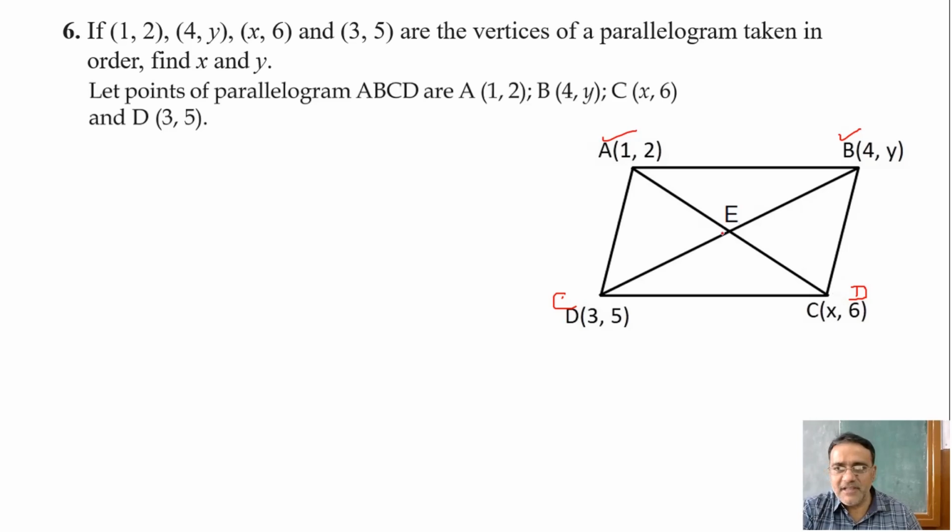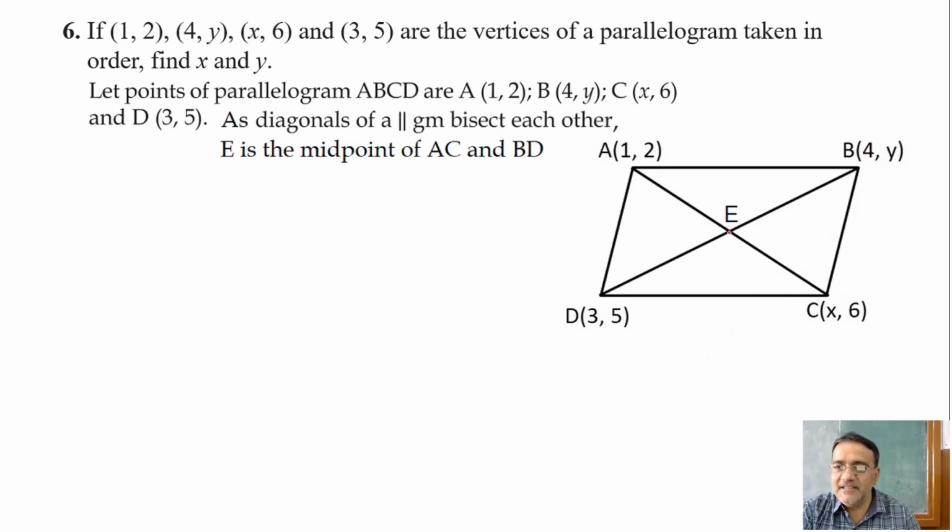So order means either you can use clockwise or you can use anti-clockwise. ठीक है, ABCD या ADCB. Is that clear? ये करेक्ट ऑर्डर होता है. सो यहाँ पे पॉइंट्स लिख दिए, A is (1, 2), B is (4, y), C is (x, 6) and D is (3, 5). Now we know that for a parallelogram, diagonals bisect each other. That means E is the midpoint of AC and also of BD.